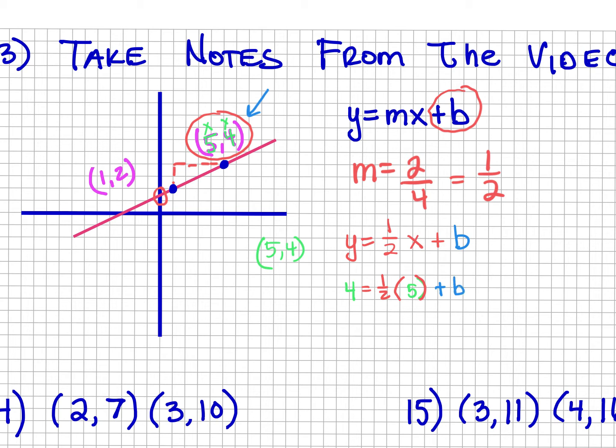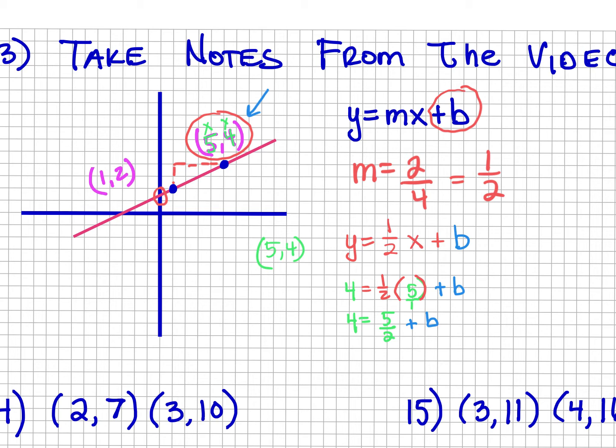So let's see. 4 equals 5 times 1/2. Okay, 5 times 1/2. That's 5 over 1, 1/2. 1 times 5, 2 times 1. Multiplication is really easy, so that's 5/2 plus b. And now we see why we were doing the fractions, adding and subtracting fractions.